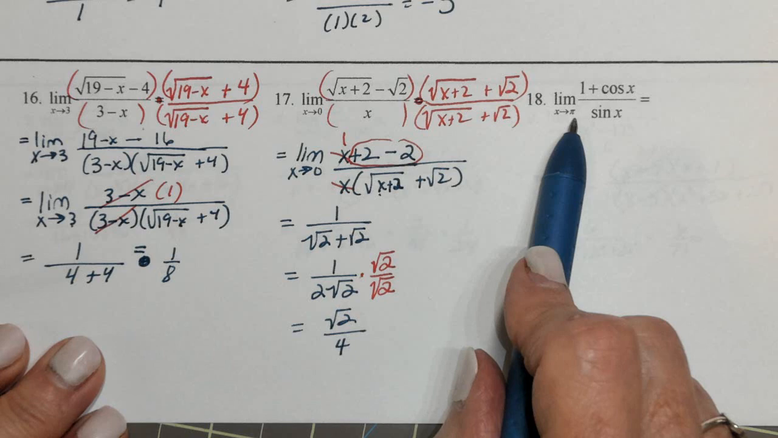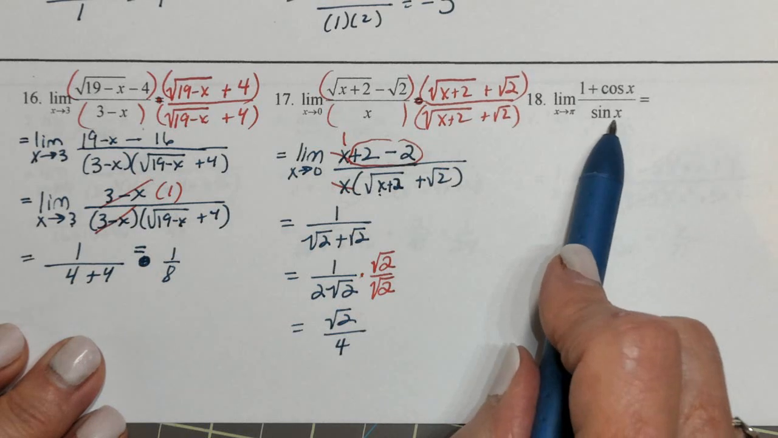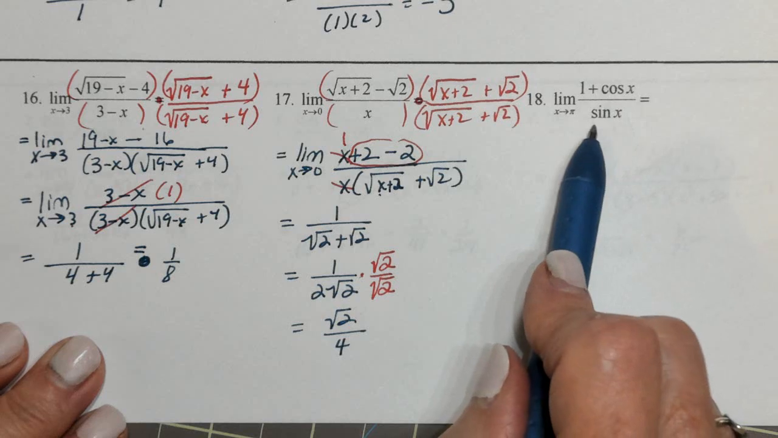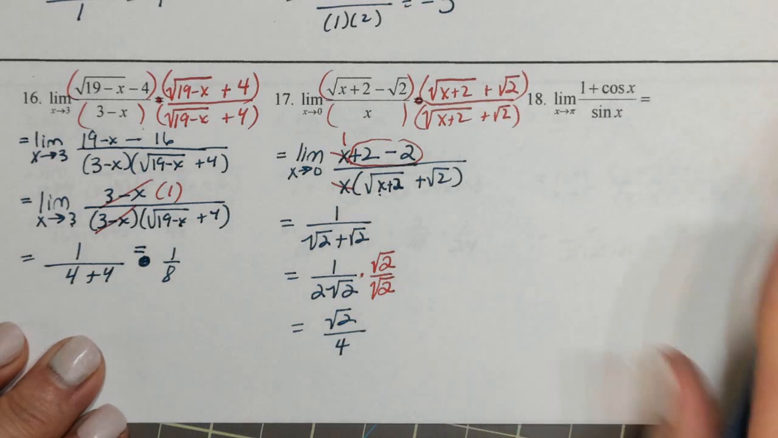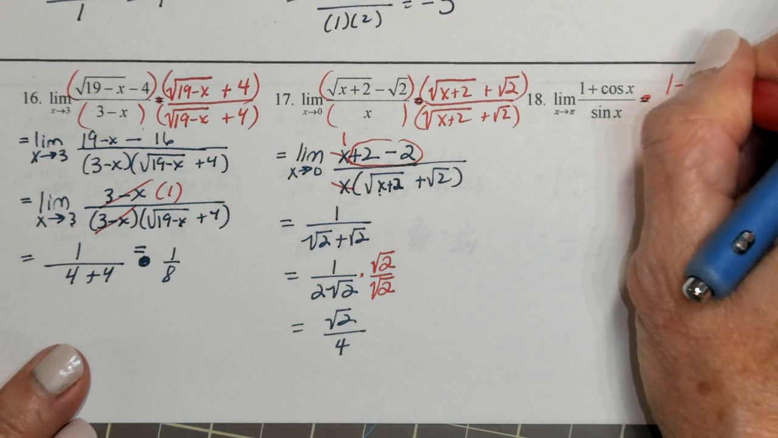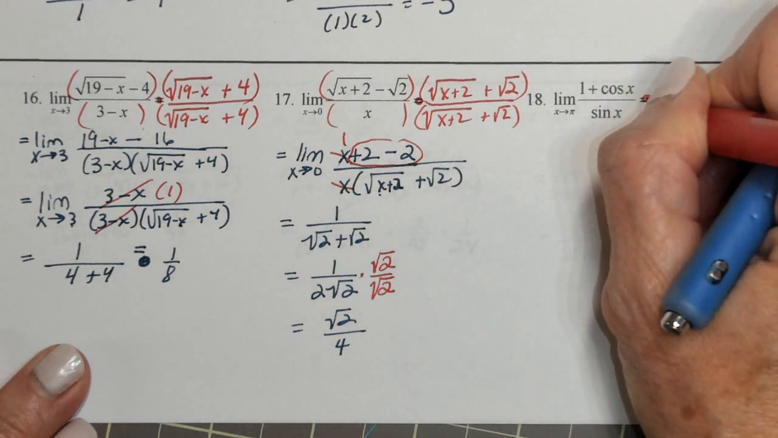Next up, x is approaching pi. Sine of pi is 0. Cosine of pi is -1. We have 0 over 0. That means we have a hole. So to get rid of the hole, I'm going to multiply top and bottom by the conjugate of that top.